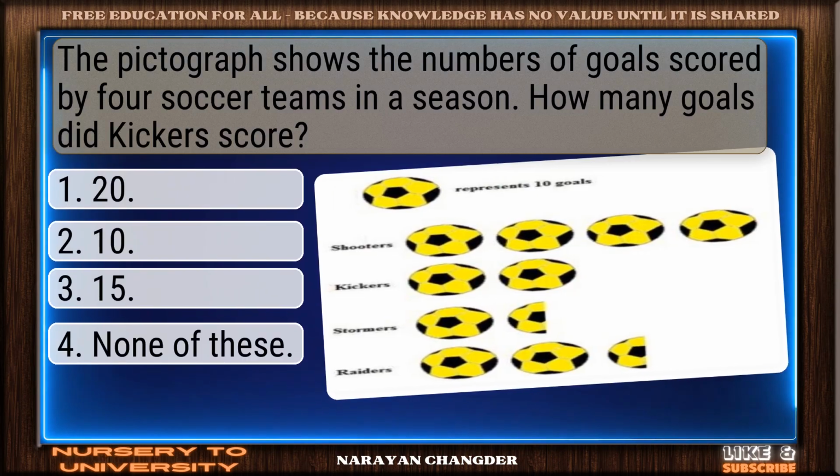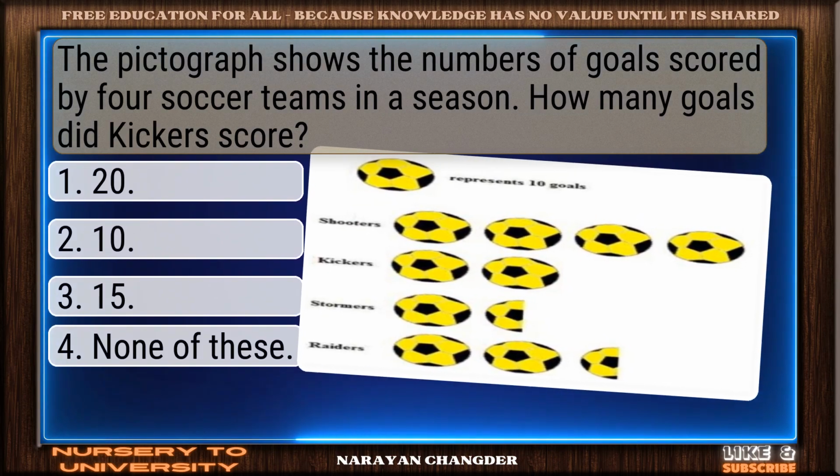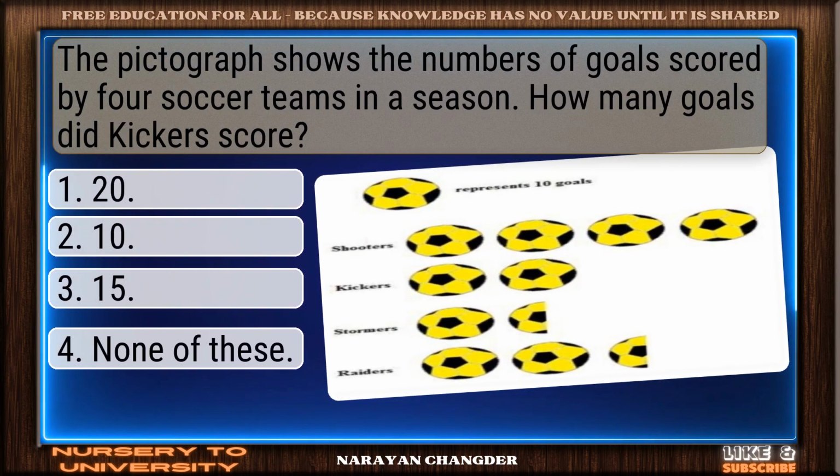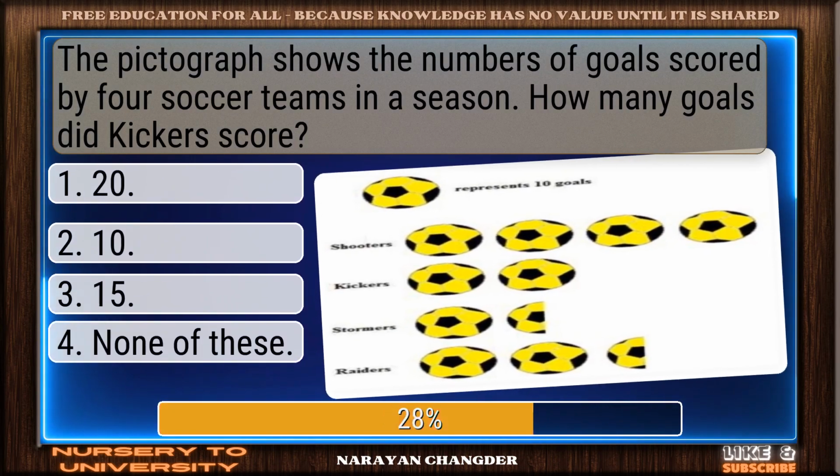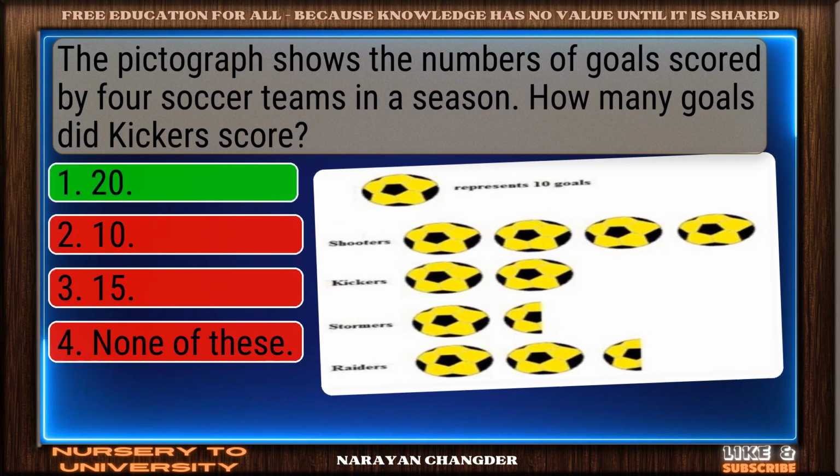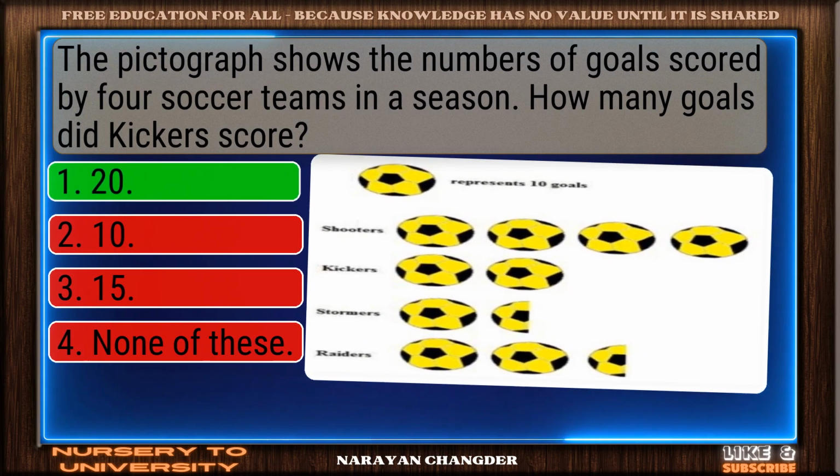The pictograph shows the numbers of goals scored by 4 soccer teams in a season. How many goals did Kickers score? Right again. 20 is a valid answer.